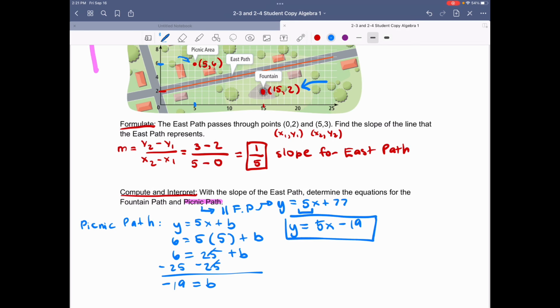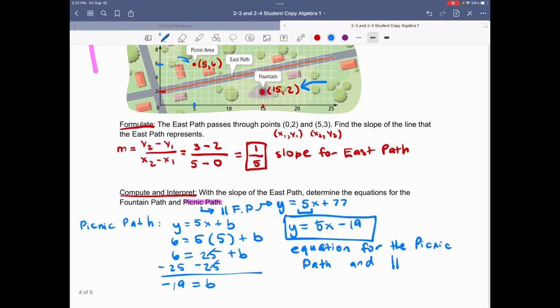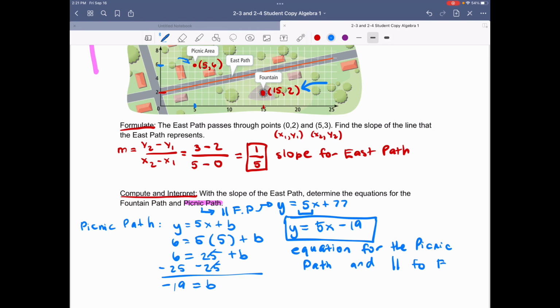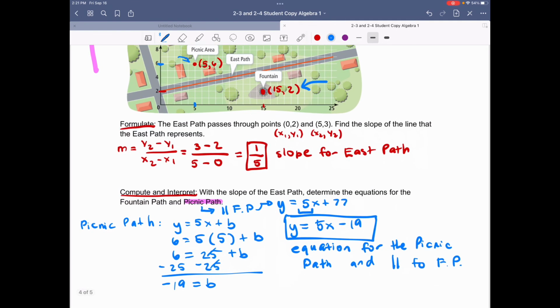So it's pretty easy for when we solve for the picnic path. But this y equals minus 5x plus 31 is the equation for the picnic path, parallel to the fountain path. And that concludes our notes for 2-4.